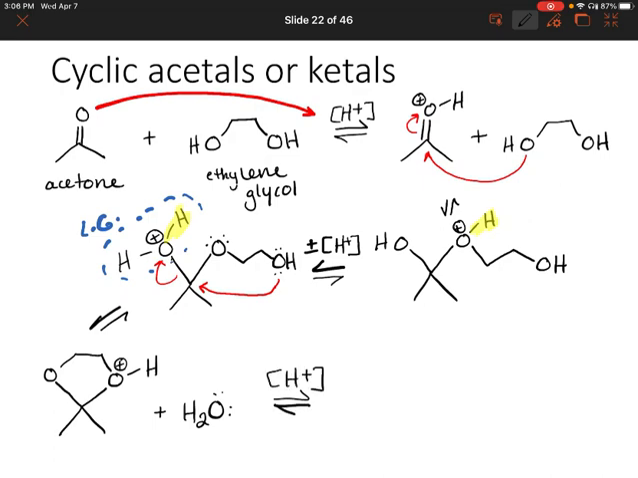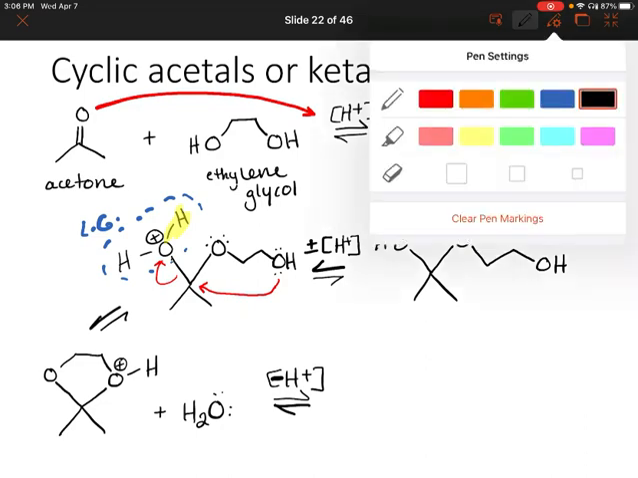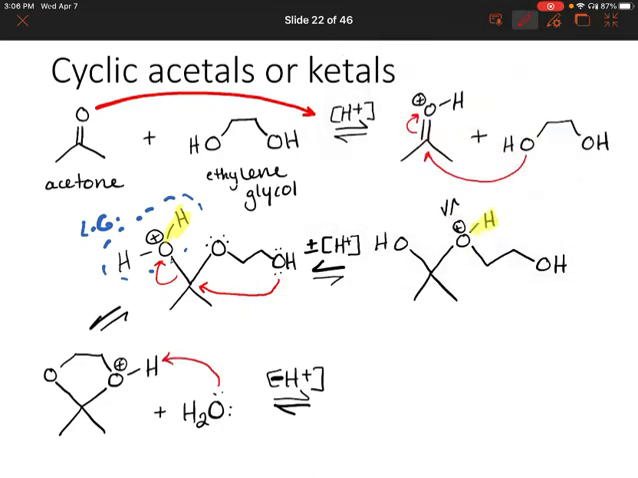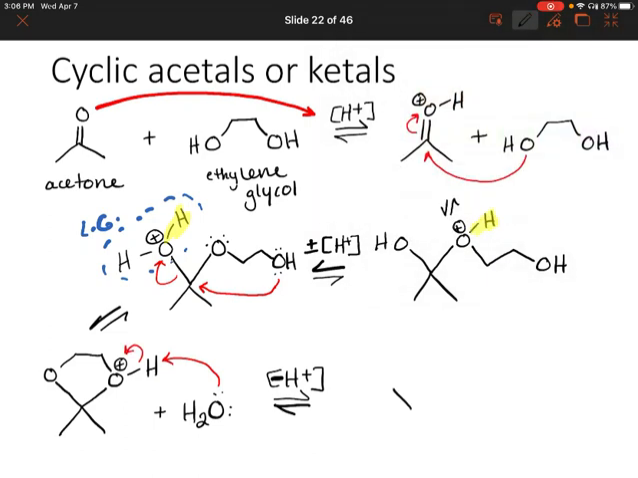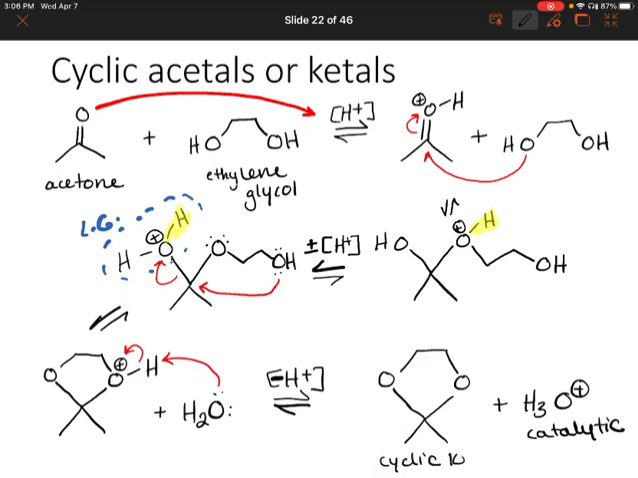All right, so we're just going to remove that hydrogen on that positively charged oxygen. We can use water to do that. So we've regenerated our acid. And now we have our cyclic ketal.